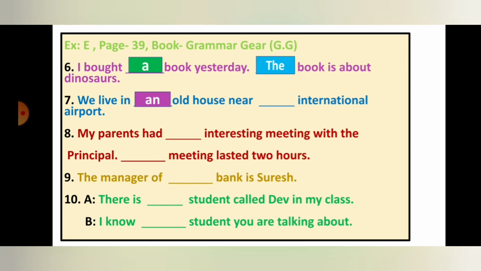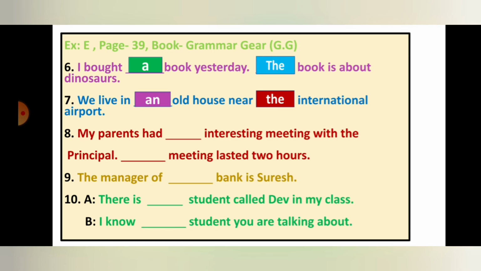Then international airport is a fixed place. It is not particular or general. It is not a general thing that we are talking about any place name. It is a fixed place, which means that you will find my house beside or near the international airport. This is a fixed direction to you. So for this direction or this place, international airport, we are using here the. We live in an old house near the international airport.